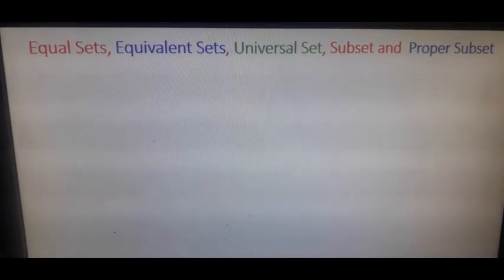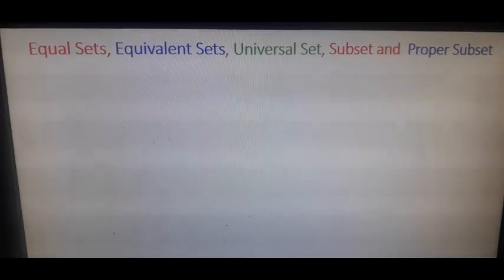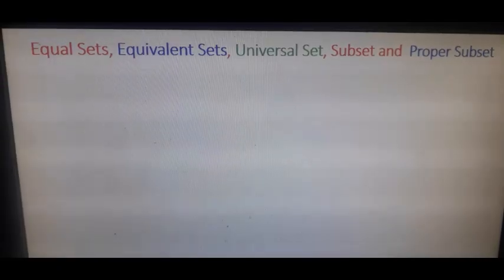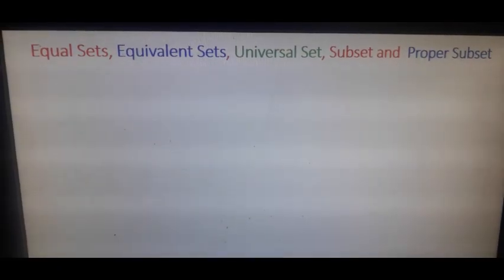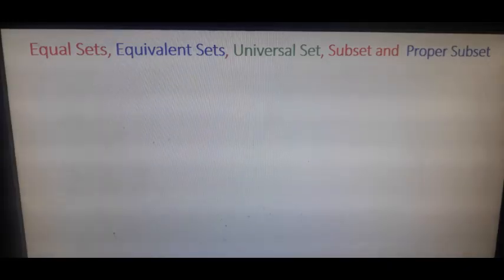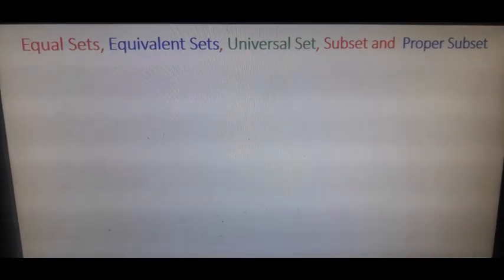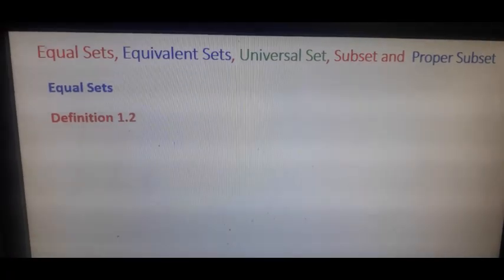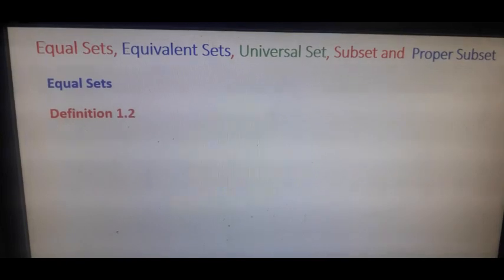Last time we have seen finite and infinite sets. Today we'll see equal set, equivalent set, universal subset and proper subset. First, we'll see equal set.